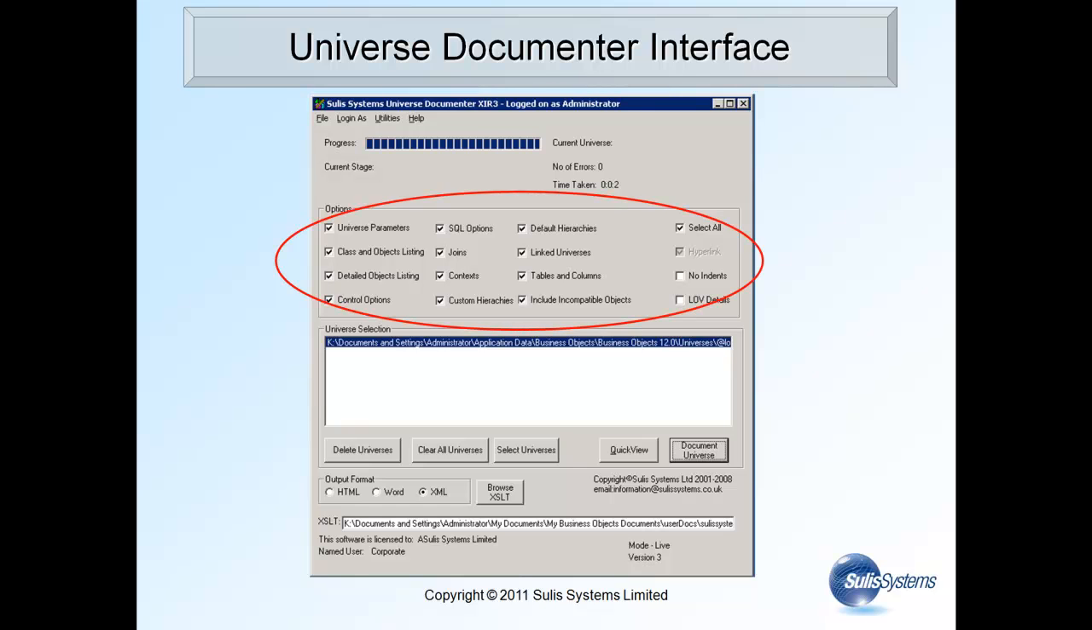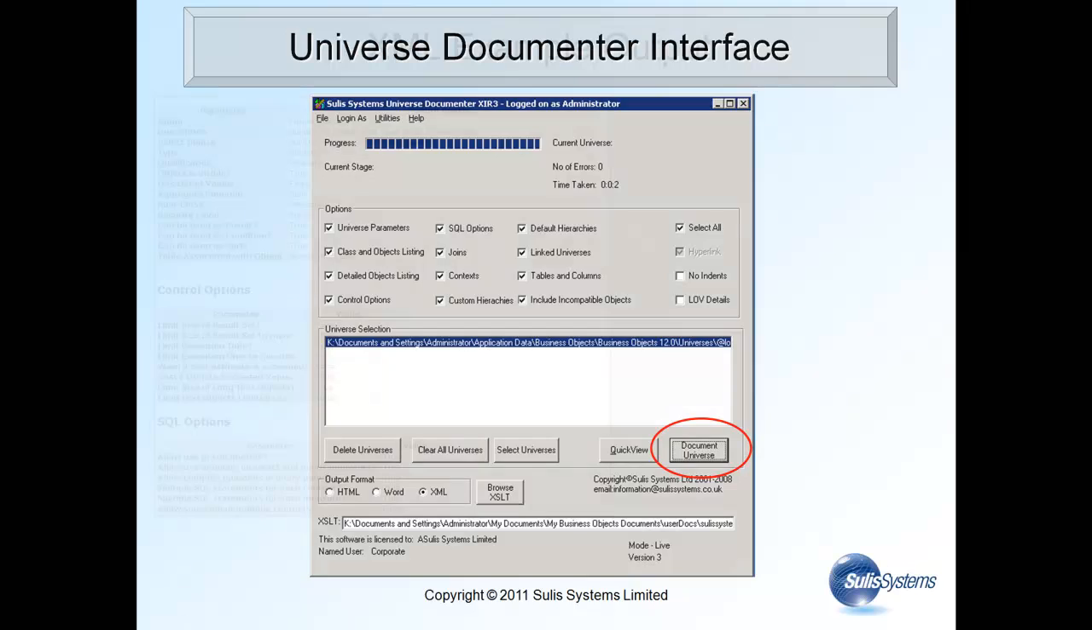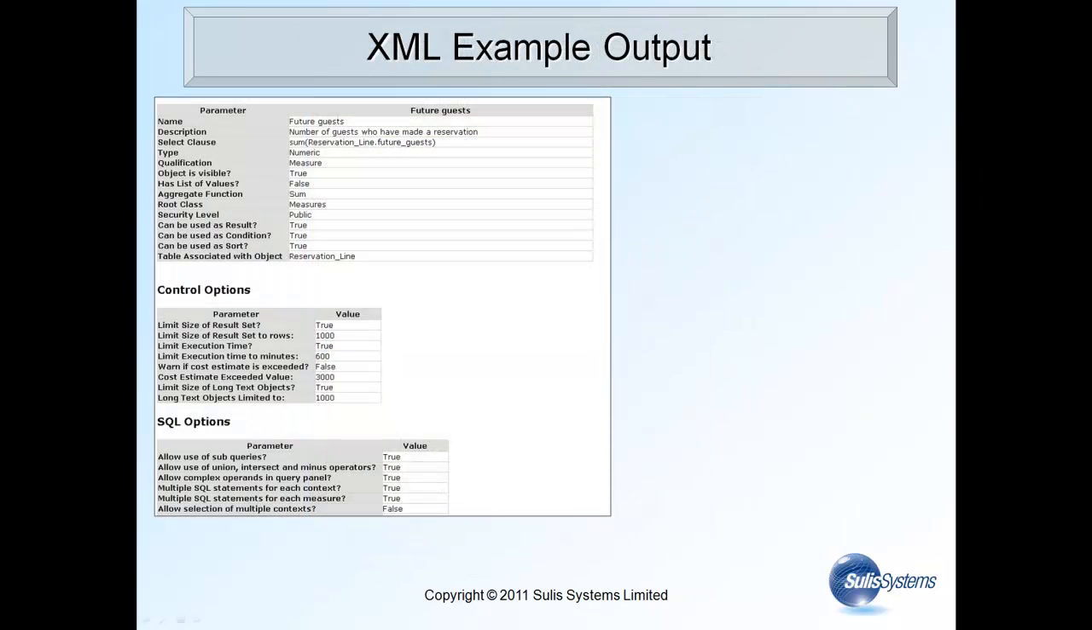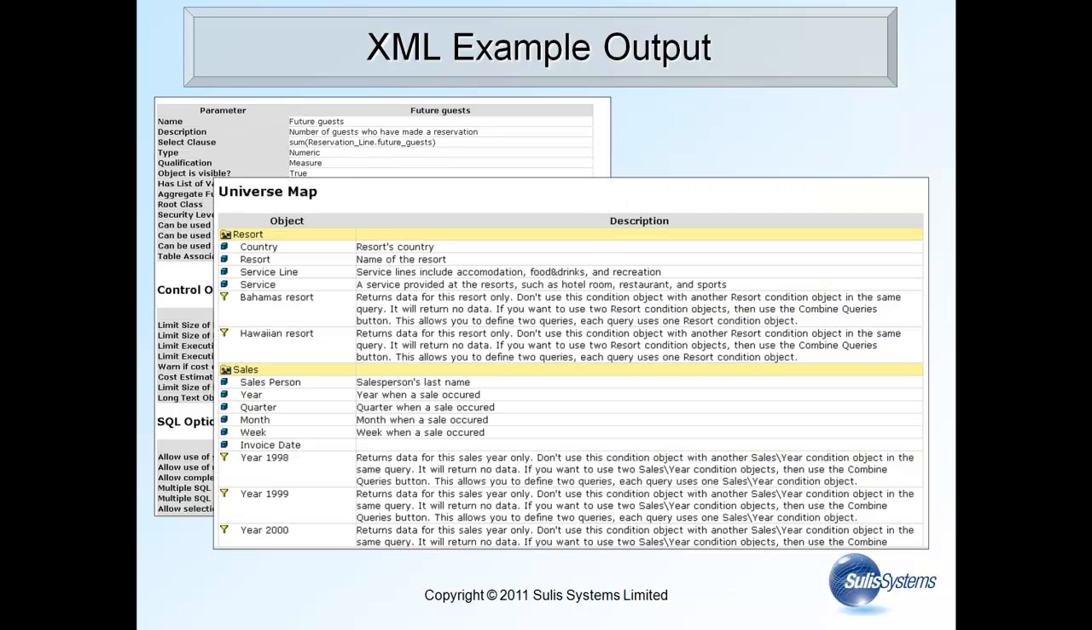We then select the parameters that we want to include in our documentation, simple tick boxes. Then select the output format, and finally click Document Universe. It will then run through the universe, documenting all of the components we've requested. This will then be stored in a file in the User Docs folder. Here is part of the output as an XML file, and here is a little bit further down that XML file.